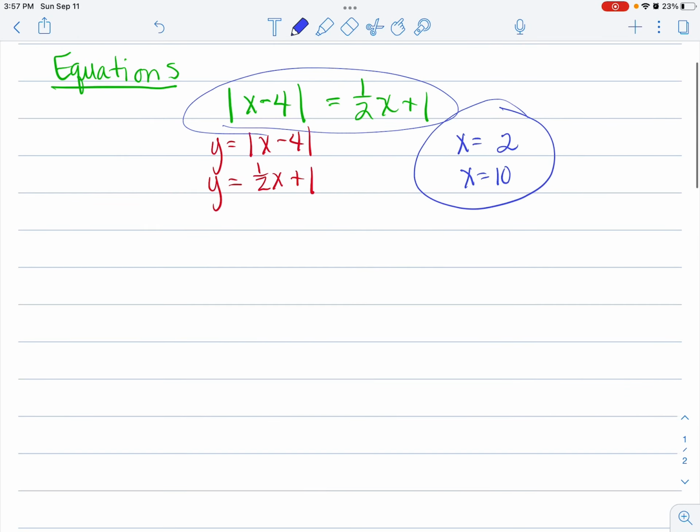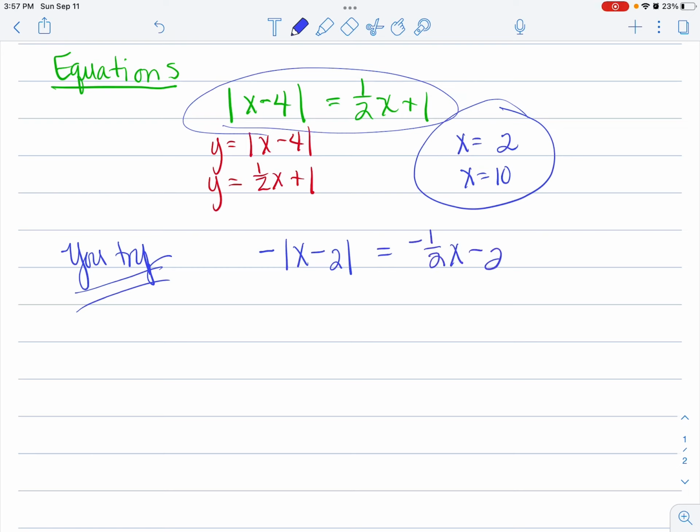So I want you to try this one. Okay, so I want you to try this one. The negative absolute value of x minus 2 equals negative 1/2 x minus 2. So you do that one and tell me what the solutions are.